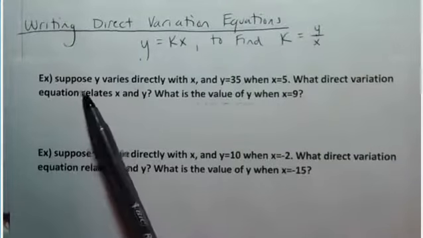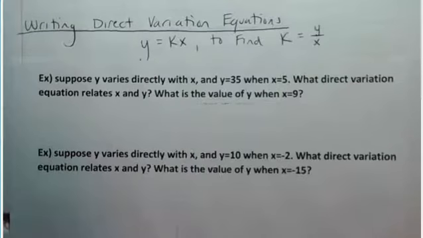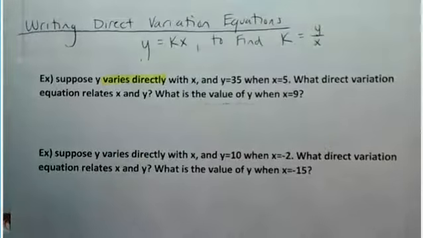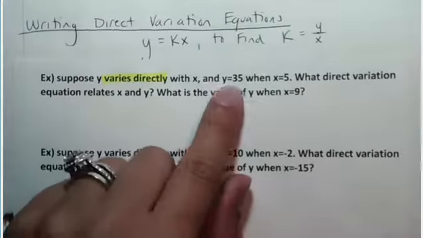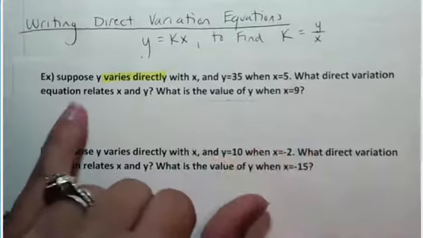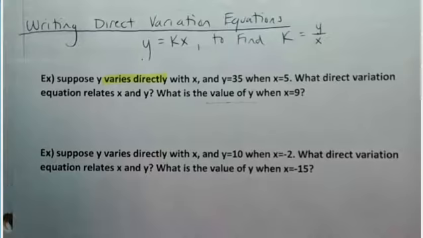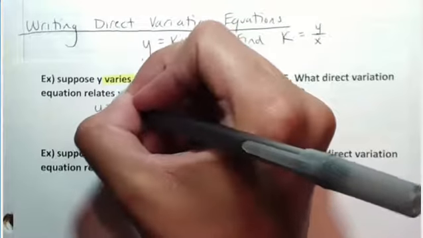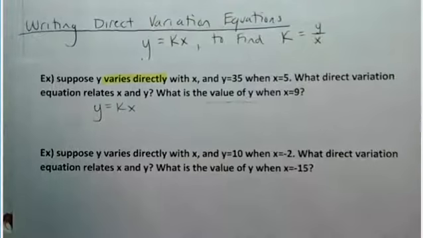Okay, it says, suppose y varies directly with x. That sentence right there, y varies directly with x, that's telling you that it goes through the origin and there's a constant. That's also telling you y is 35 when x is 5. So it says what direct variation equation relates x and y? Let's begin with just the first part. We know it varies directly, so my equation for a direct variation is y is equal to kx. I know that for sure.